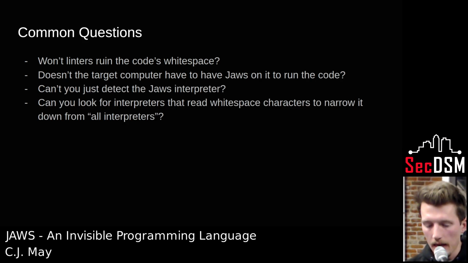Some common questions that I got when I've been telling people about JAWS. The first question is, won't linters ruin the code's white space and mess up the JAWS? That's actually part of the beauty of the language. If you're doing manual analysis on a file that's doing suspicious things, and let's say you're looking at Python code and it's got all these extra lines and you're like, what the heck, I can't read this, so you go and clean it up. Well, you just deleted the JAWS code that was doing what you were looking for. So you basically just erased the evidence.